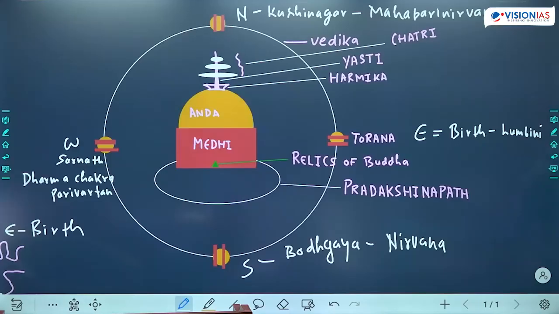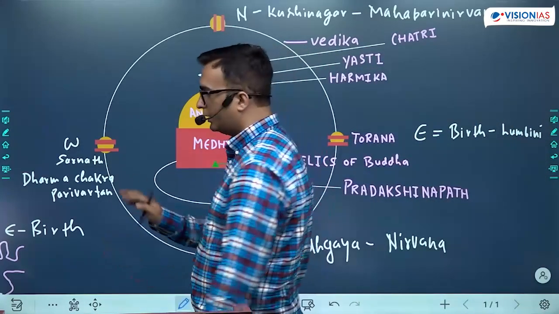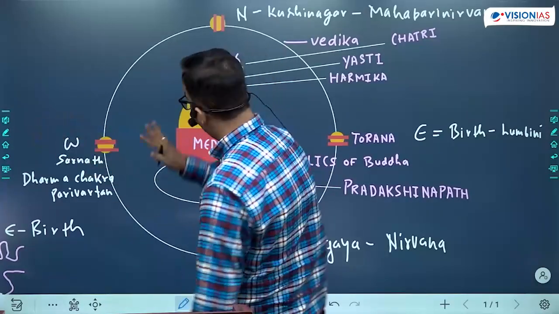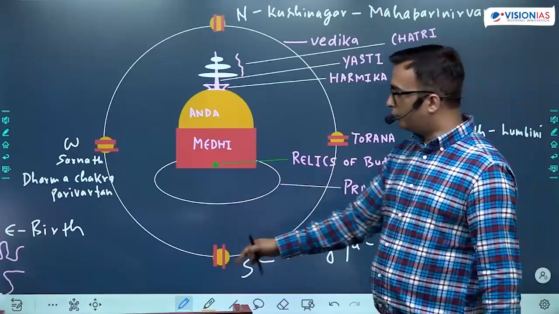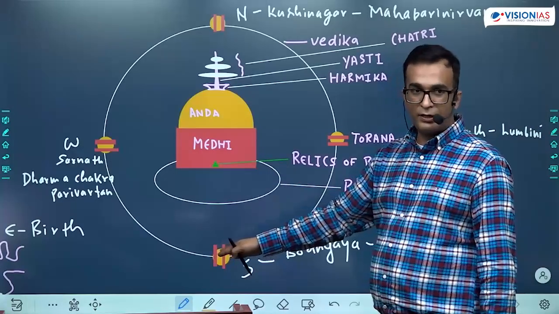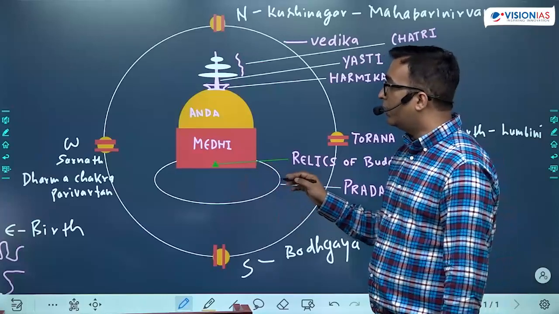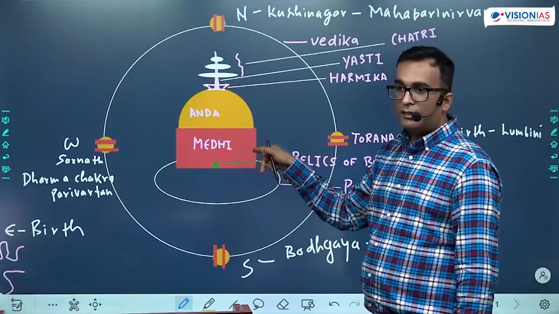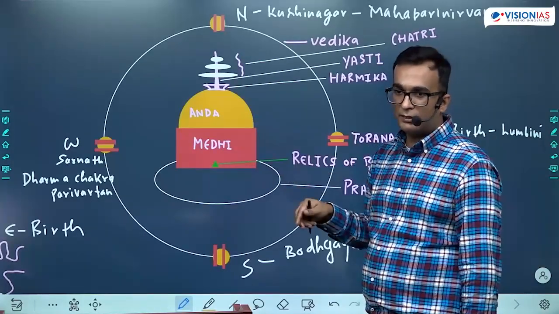Done? Meanwhile I'll bring that image also, but understand further. So what is this? Now let's go inside. Toranas are the gateways. We understood that they have been created in four directions, and four life events are associated with them. So this is the Medhi. Medhi is a closed structure, and inside the Medhi the relics of the Buddha are kept.